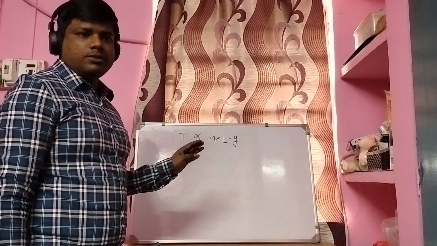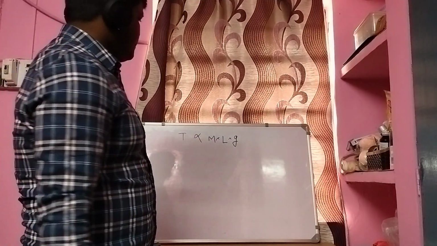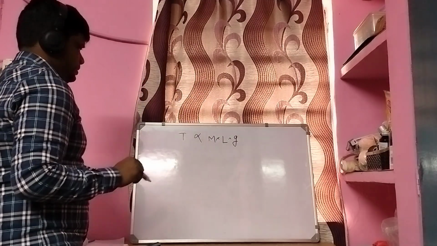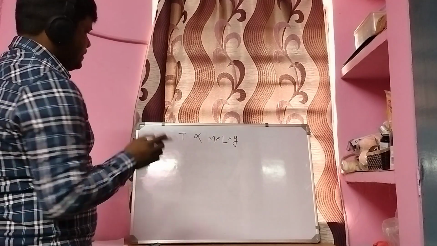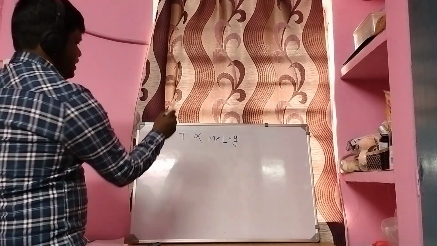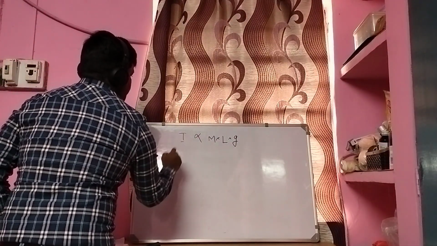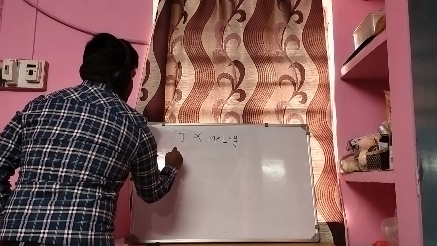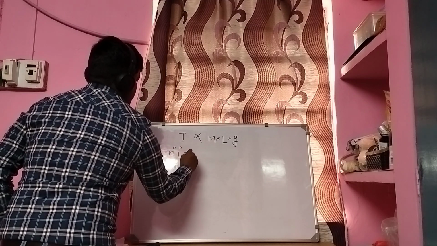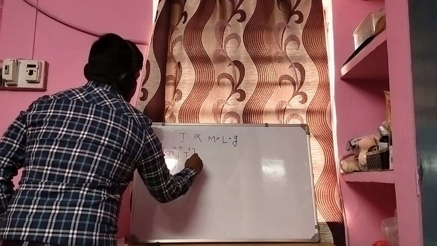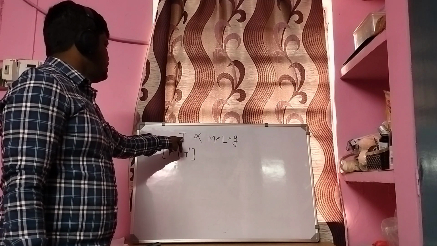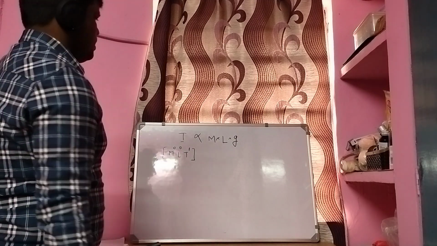So this is also a use of dimensions, in which we can correlate the formula. Now coming to how we are going to create the formula for the time period of a pendulum. What is the dimension of time? This is m to the power 0, l to the power 0, t to the power 1. Obviously this is the formula, no? Time is t to the power 1.